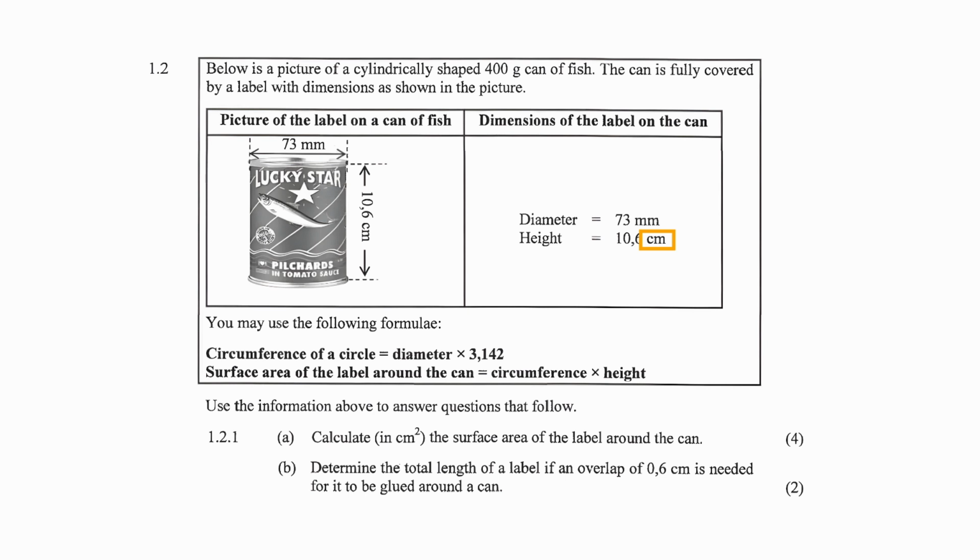Now you are also given two formulae, that is the circumference of the circle, which equals the diameter multiplied by 3,142, and the surface area of the label around the can equals the circumference multiplied by the height of the label. In question 121a, you have to calculate in squared centimeters the surface area of the label around the can.